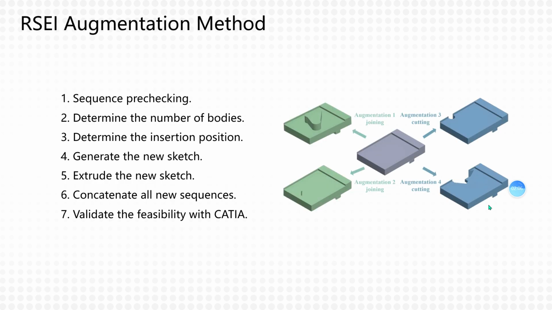The RSEI augmentation method involves these steps: sequence pre-checking, determining the number of bodies, determining the indentation position, generating the new sketch, executing the new sketch, concatenating all new sequences, and validating the feasibility with CATIA. The red set is an example.